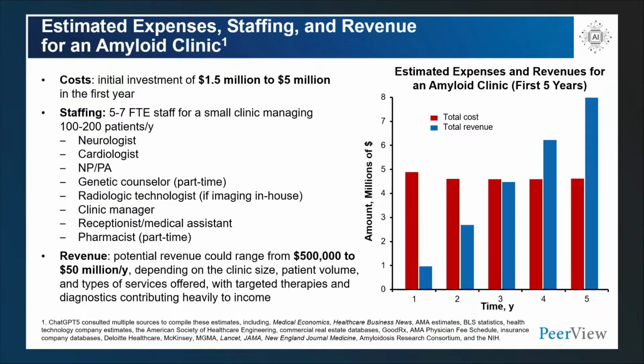So the estimation is an initial investment of 1.5 million to 5 million in the first year, staffing of about 5 to 7 FTE staff for a small clinic, managing about 100 to 200 patients annually. As I said, the staple is going to be your neurologist and your cardiologist, as well as additional helpful support staff. And then potential revenue could be anywhere from 500,000 to 50 million per year, depending on the size of the clinic. And you can see that over time, the revenue will far exceed the total cost of the clinic.